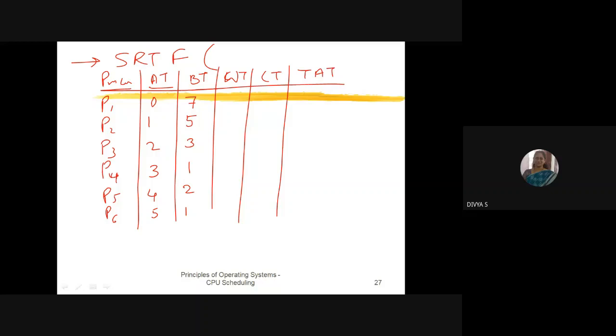Okay, so before I switch to this problem solving, first I would like to tell you what is SRTF. SRTF stands for shortest remaining time first, right? So as I discussed before, there are two schemes or two approaches or two modes, isn't it? They are preemptive and non-preemptive. What does preemptive mean?